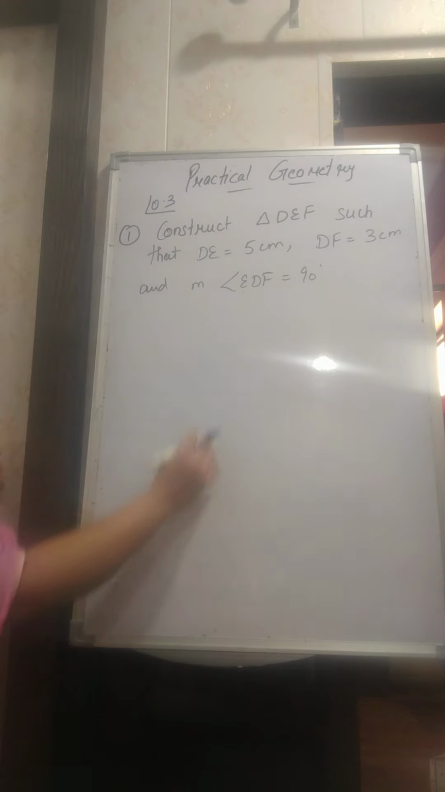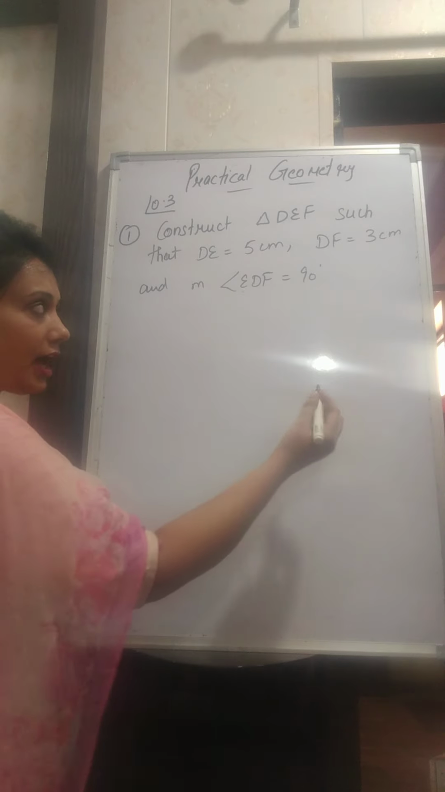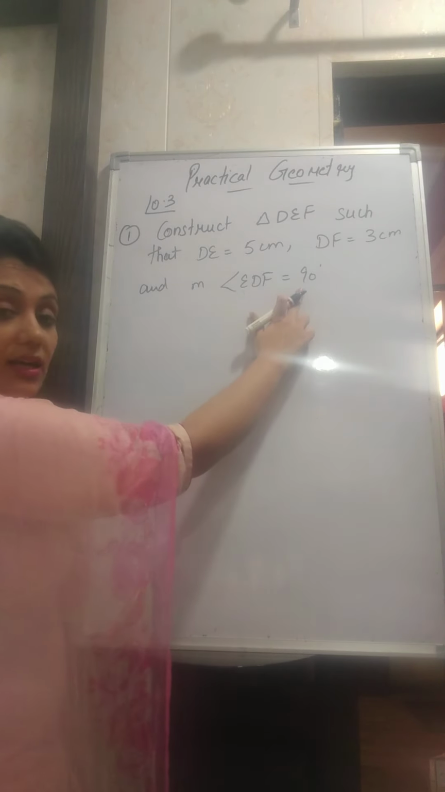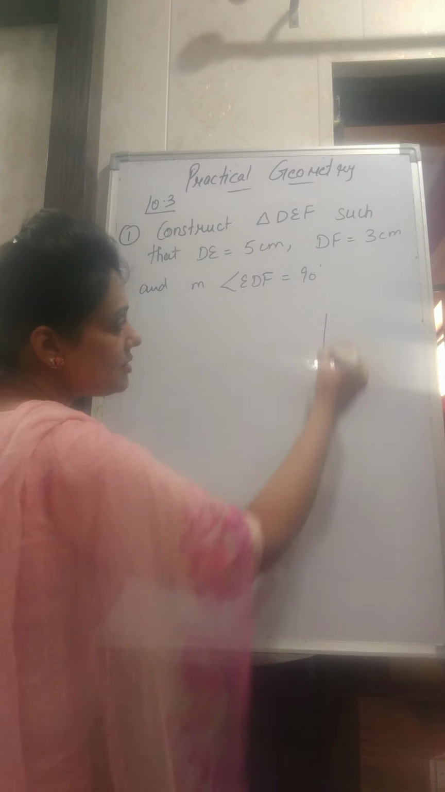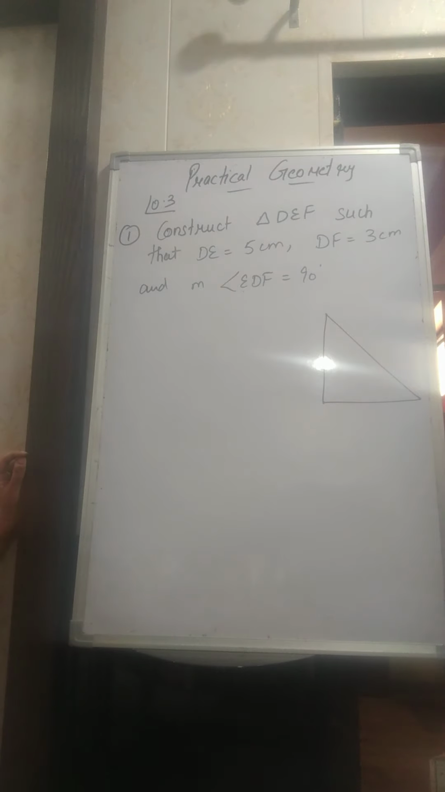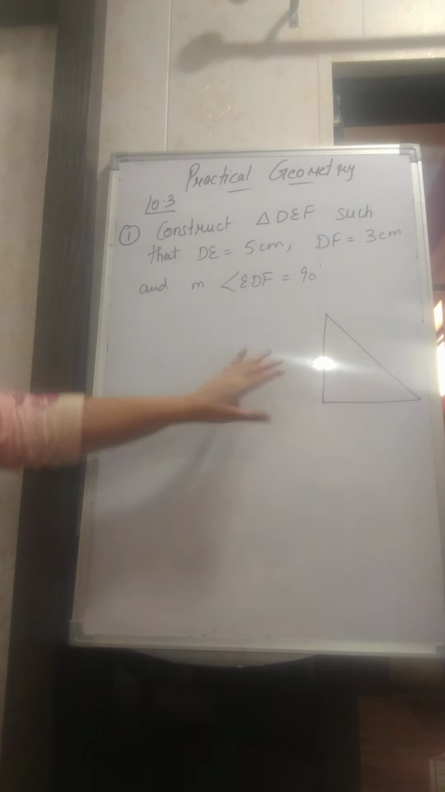Now, whenever we have to construct a triangle, what is the first step? First step is to make the rough figure. By free hand you will make a rough figure. Now we can see our one angle is 90 degree. So it means our triangle will be a right angle triangle. So I have drawn a right angle triangle.